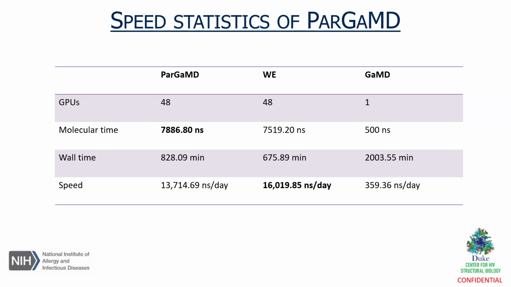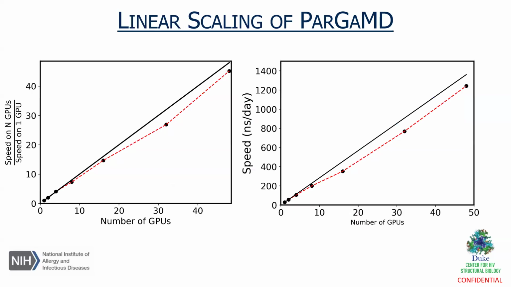You can see the molecular time for the same: ParGAMD and WE were run for the same number of iterations, 4 walkers and 1,000 iterations, but you were able to see a higher molecular time, almost 300 nanoseconds more in ParGAMD, because it had a more efficient exploration of the energy landscape, as I will show. This graph basically shows a linear scaling. ParGAMD is scaling almost linearly with respect to the number of GPUs.